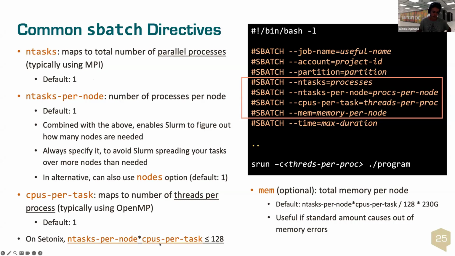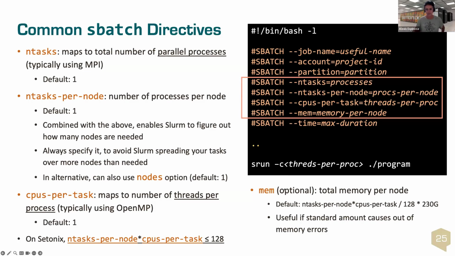And now on Cetonix, we only have 128 cores available. So the number of tasks per node times the CPUs per task should not exceed 128. And CPUs per task is a setting totally related to the OpenMP parallel programming style.